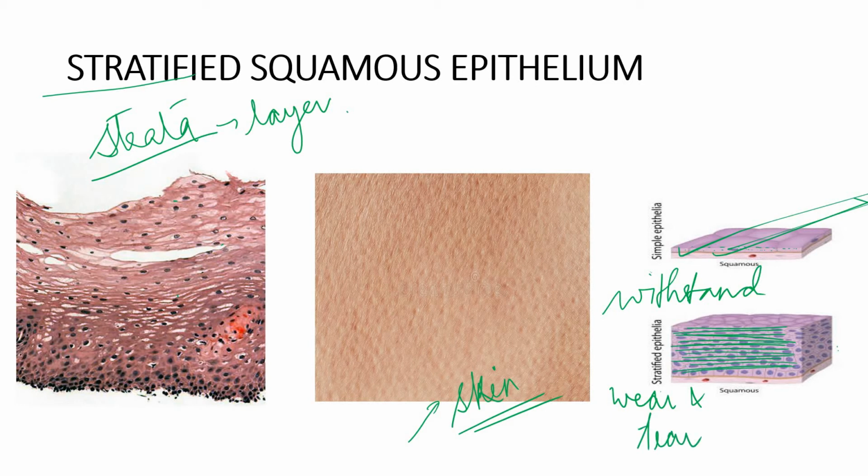We use a soap, use a scrubber, nothing happens to our skin. It is same as it is. So that's why we have this stratified squamous epithelium on the skin. You can see these layers. Okay, so this was a sub part of the squamous epithelium.